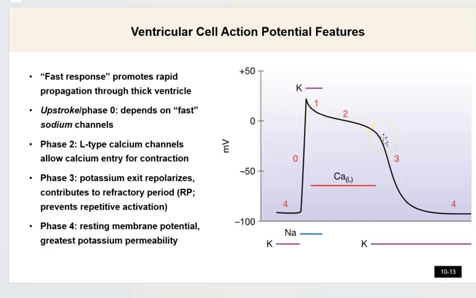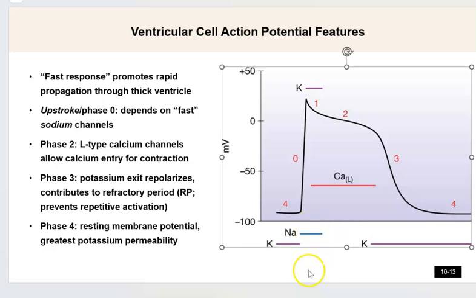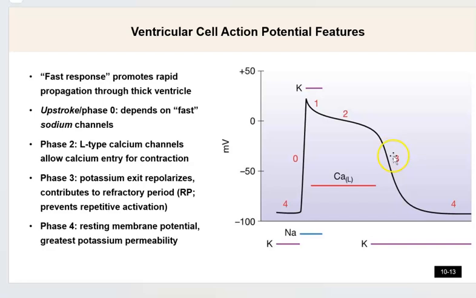Phase 3, the potassium exit will repolarize. So we're going outside, the myocyte is what they're showing us out here. So in 3, the potassium is exiting, and that's going to repolarize and give us our RP, which is our refractory period, which prevents repetitive action. So we have to have this period here of 4. So the RP starts here and causes us to go into phase 4, which is our resting membrane potential. And this is the greatest potassium permeability.